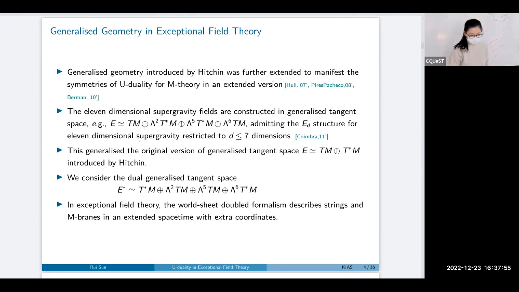But what we are doing here is not considering this kind of transformation. What we consider is the whole dual generalized tangent bundle. So you see here is the whole bundle E, and this is E star. TM is mapped to T*M, and this Lambda 2 T*M would be mapped to Lambda 2 TM, and this would happen corresponding to the global symmetry transformation.